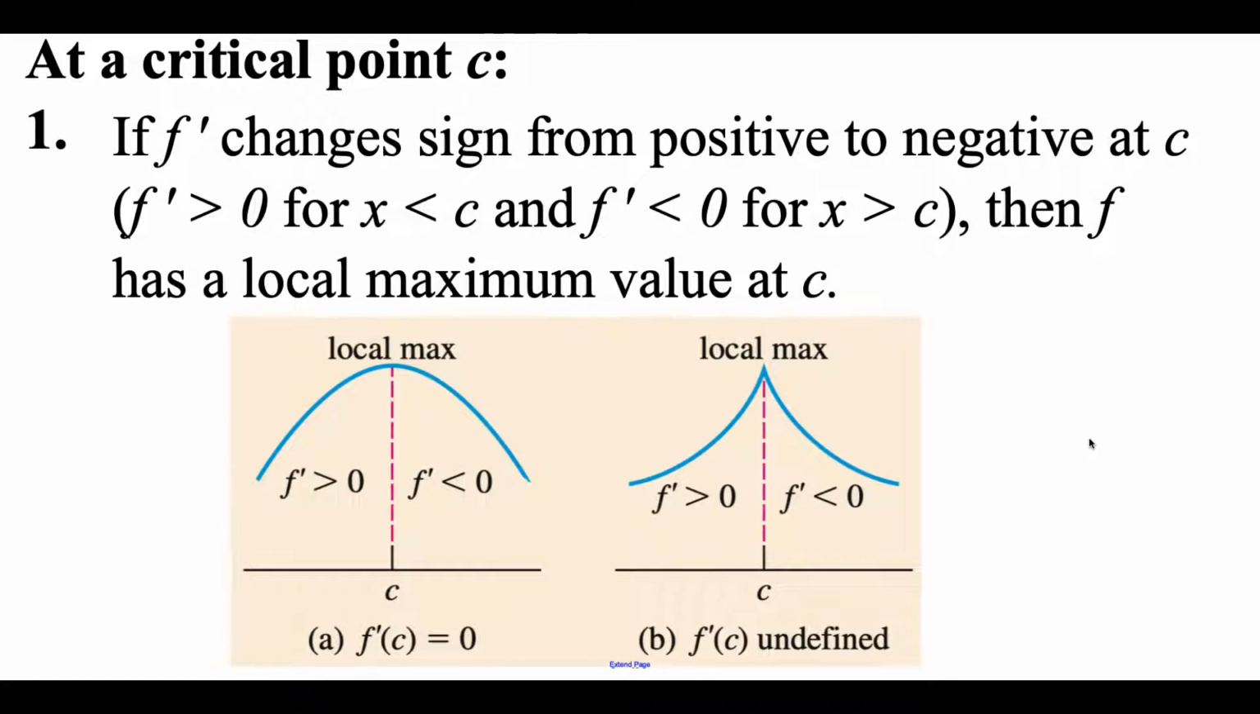So here we've got a picture illustrating what's happening. We've got this C value, this critical number, in the middle of our picture, one where the derivative would equal 0, one where the derivative wouldn't exist. On the left-hand side of both of these pictures, the derivative is positive, but on the right-hand side, after that C value, the derivative is negative, so that's creating a local maximum at the top of those curves.